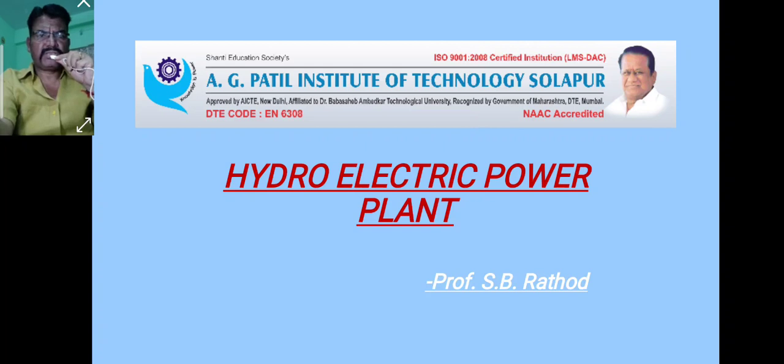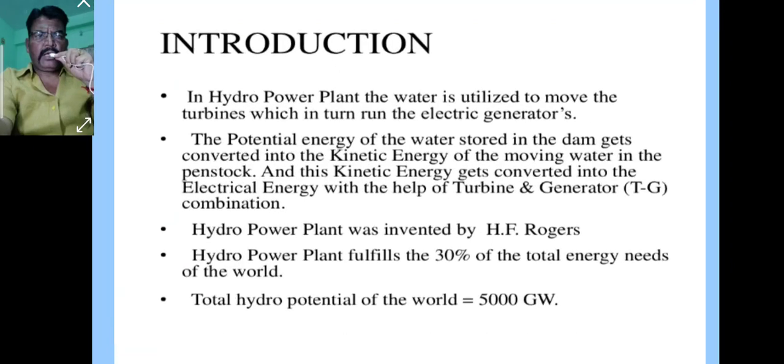Today I am going to discuss the topic of hydroelectric power plant. In the introduction of hydroelectric power plant, the water is utilized to move the turbines, which in turn run the electric generators. The potential energy of water stored in the dam gets converted into kinetic energy of the moving water in the penstock. This kinetic energy gets converted into electrical energy with the help of turbine and generator, that is the TG combination.